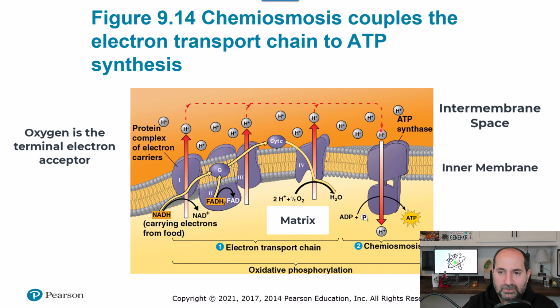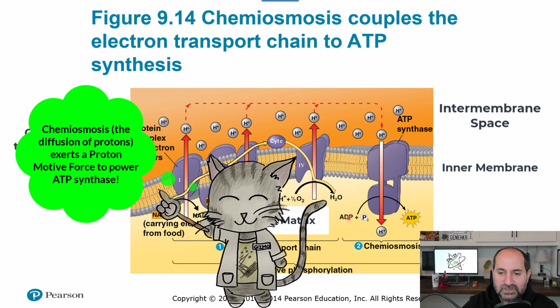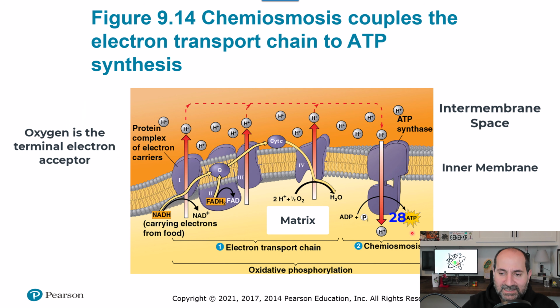You should know that those protons chemiosmose, those protons force their way back in through the carrier ATP synthase. And you should know that that exerts a proton motive force, which provides the energy for ATP synthase to form ATP. You should know that 28 ATP are formed this way, and these ATP are formed not by substrate level phosphorylation, but instead by oxidative phosphorylation.